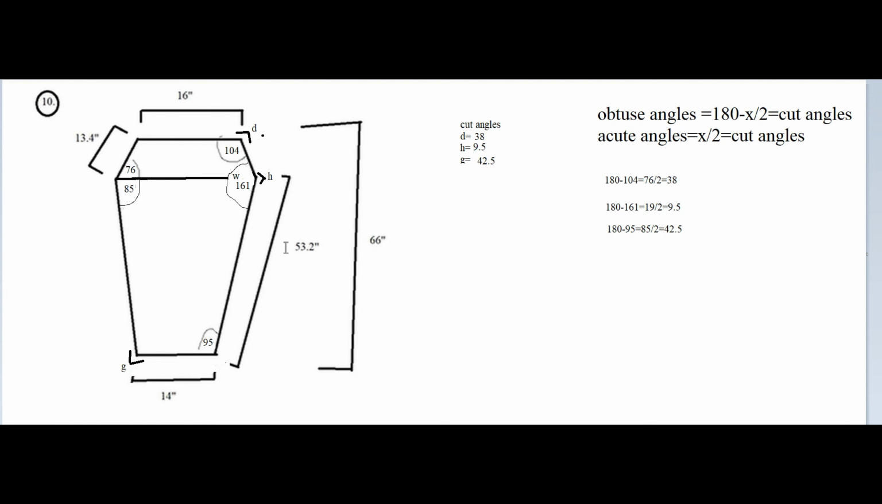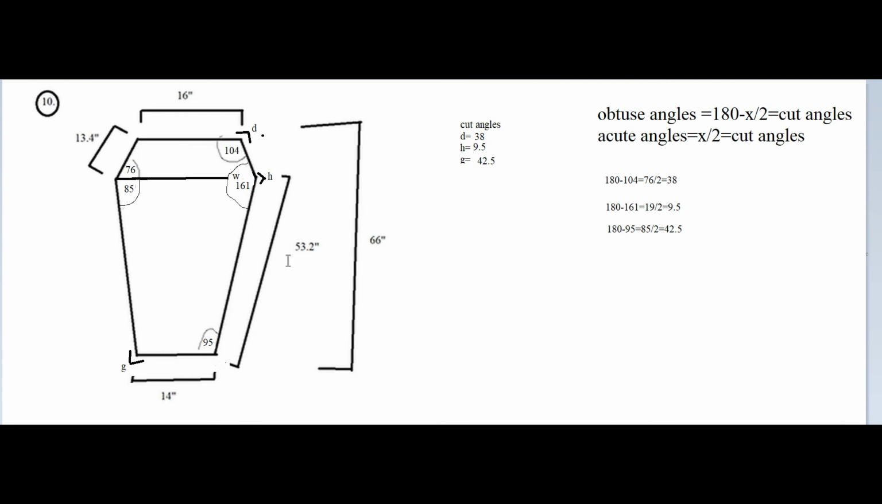This overall length is going to be 53.2, and we're going to cut the angle H at 9.5 degrees, and down at the bottom this angle is going to be angle G at 42.5 degrees. You'll also be making a 14-inch cut with 42.5 degree angles on both sides.